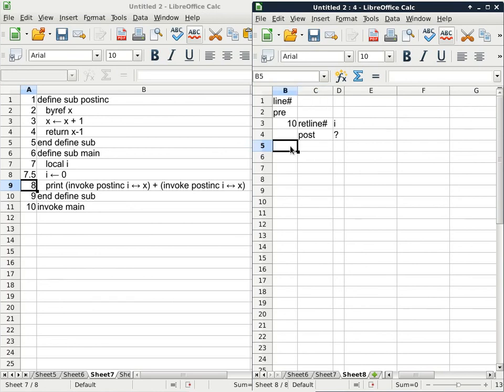7.5. So now we start execution on line 7.5. I gets a value of 0. I is a local variable. And then we move on to line 8.